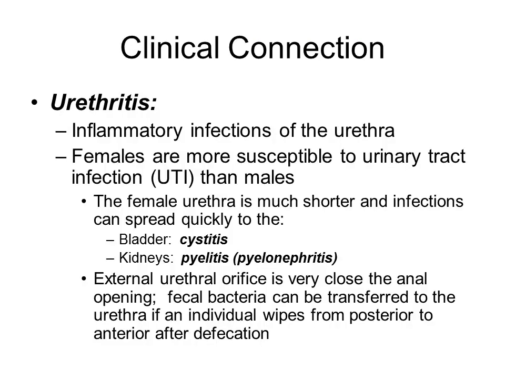Once again, anything ending with itis is inflammation. So urethritis is inflammation of the urethra. This is much more common in females than in males. And the reason for that is because in the female, the urethra is much shorter than in males. So it's easier for them to contract urinary tract infections. Cystitis is inflammation of the bladder, and pyelitis is inflammation of the kidneys.